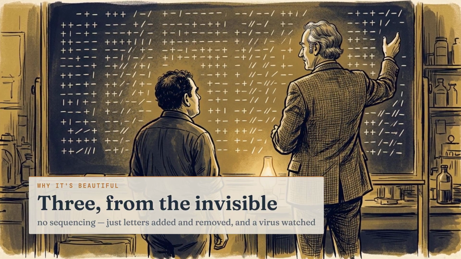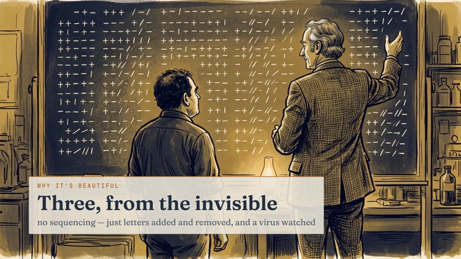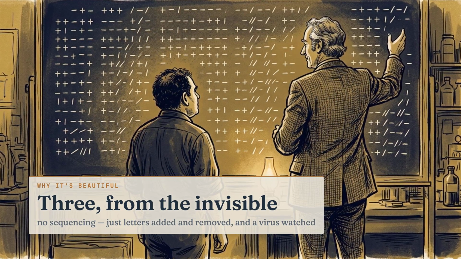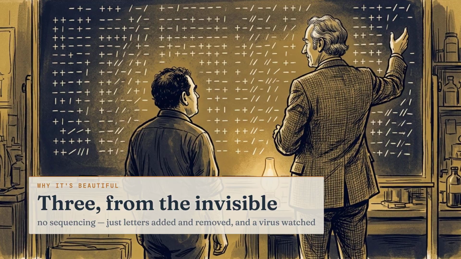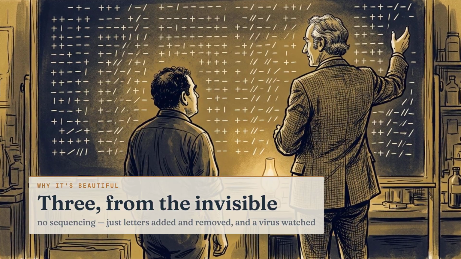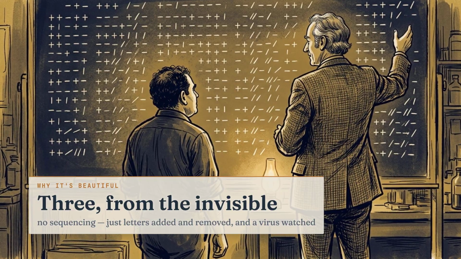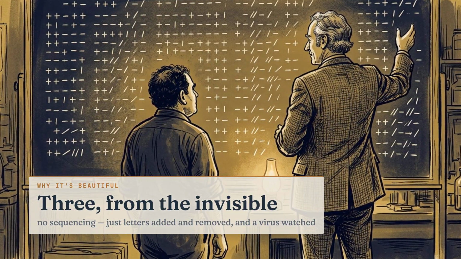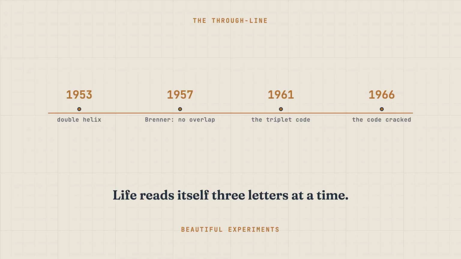In 1961, no machine on Earth could read a single base. Yet by adding and subtracting letters and watching a virus grow, Crick and Brenner reasoned their way to the deep arithmetic of an unseeable molecule. 3. It is inference at its most daring, deducing the shape of the invisible from what it does. Life reads itself 3 letters at a time. Beautiful experiments.